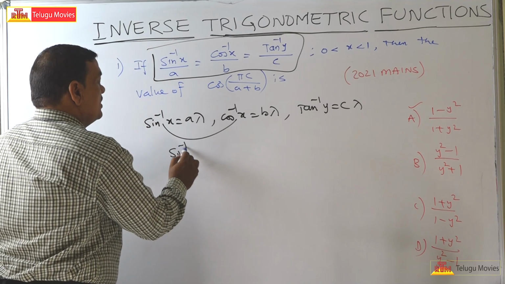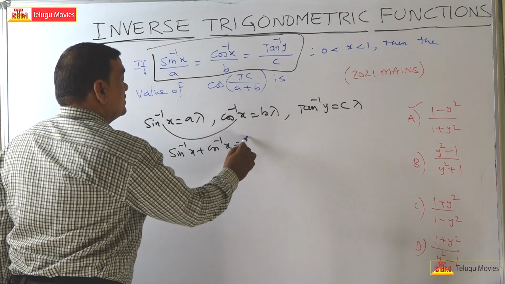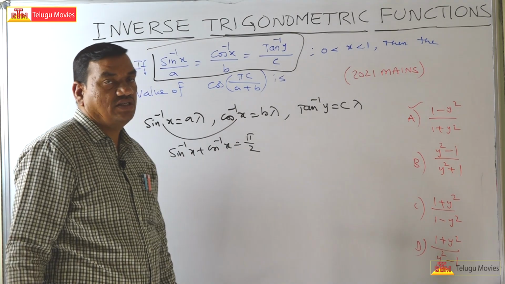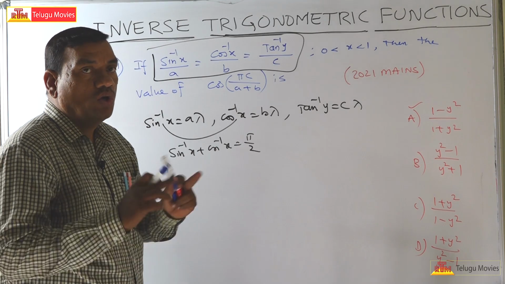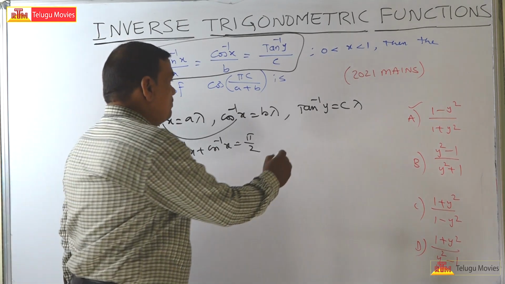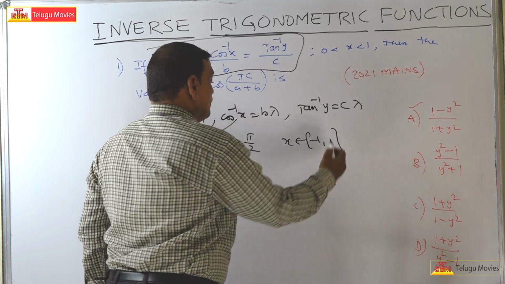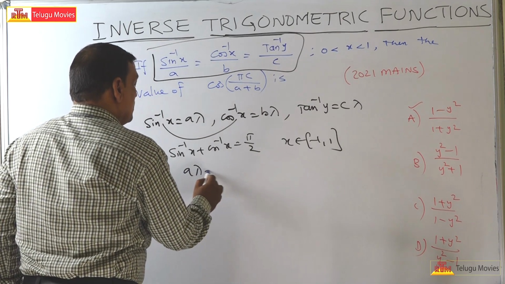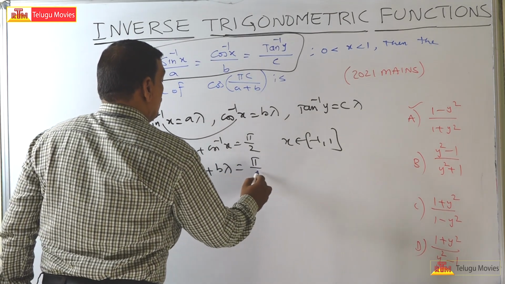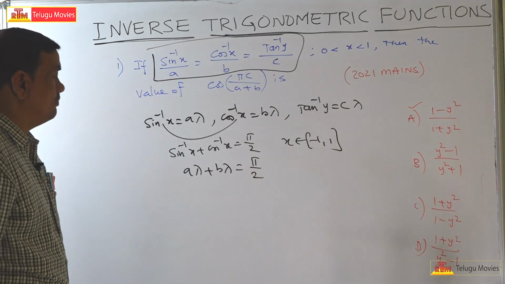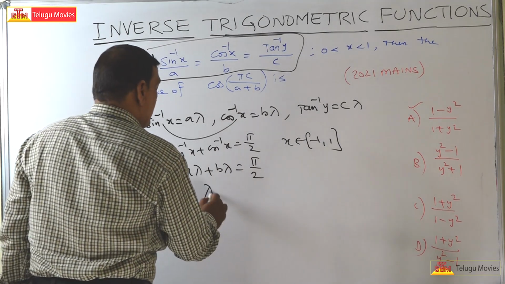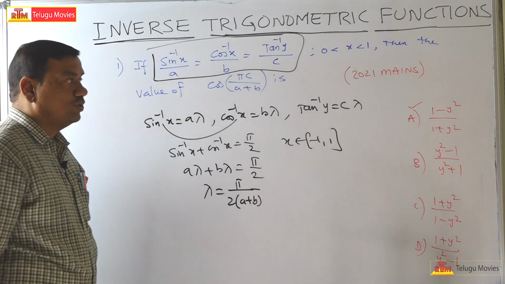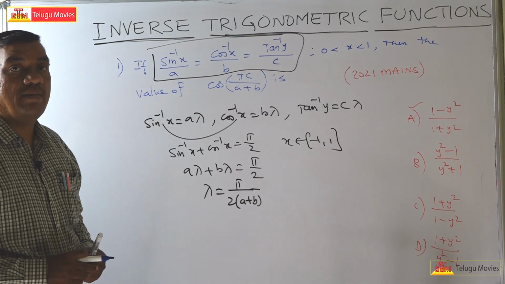What is that? Sin inverse of x plus cos inverse of x is equal to pi by 2. Already have given a formula. Sin inverse of x plus cos inverse of x is equal to pi by 2, where x belongs to closed bracket minus 1 to 1. Okay, right. So, here sin inverse plus cos inverse, that means a lambda plus b lambda is equal to pi by 2. From this, lambda is equal to pi by 2 times a plus b. Very nice. Lambda is equal to pi by 2 times a plus b.